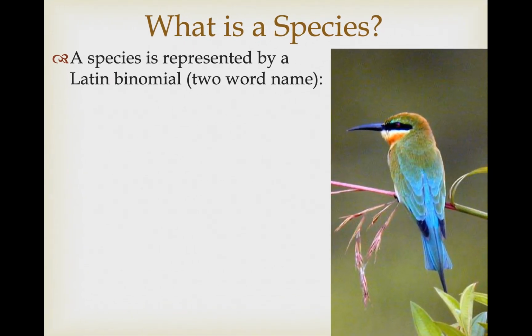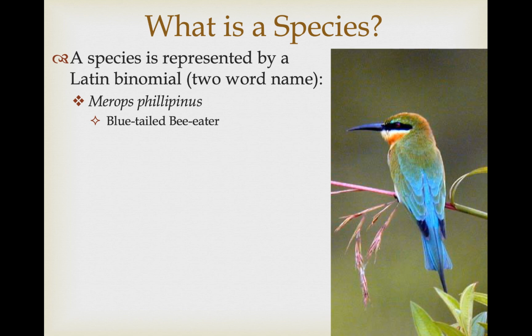Well, one of the things I want to make sure that you know is how to write a species name. A species name is represented by a Latin binomial, a two-word name. So here are a couple of examples. This bird on the right, the common name for this bird in most English books is the blue-tailed bee-eater.